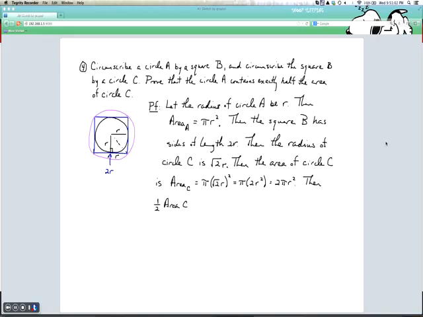One half of area C, oops, that's not how I wrote it. C is 1/2 this, 2 pi r squared, which the 2's just get rid of each other, r squared, which is the area of circle C, circle A, sorry. And that's what we had to show. Boom, boom, boom. Okay.